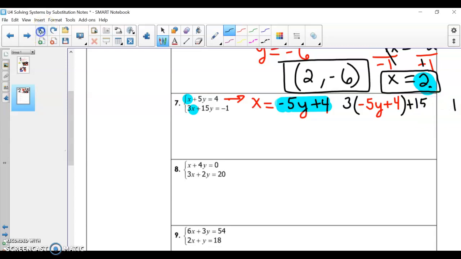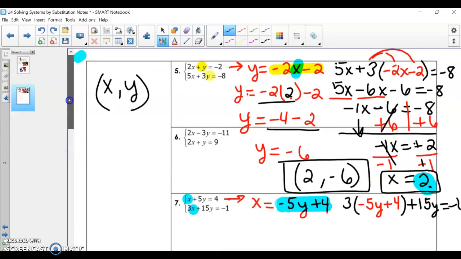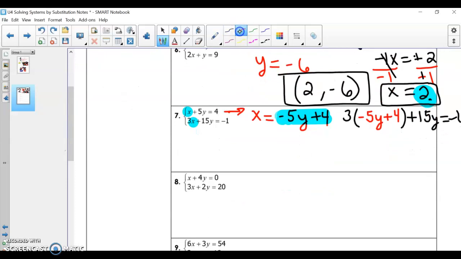So again, the first step for this one is going to be to distribute, exactly like we did in the top one. So 3 times -5 gives you -15y. You distribute 3 to the 4, so 3 times 4 gives you 12. And then I'm going to bring down my 15y.